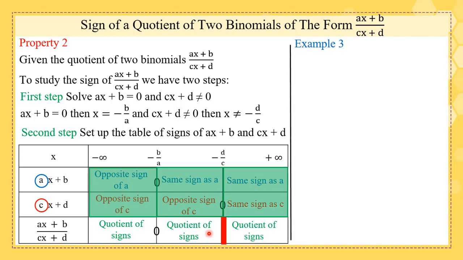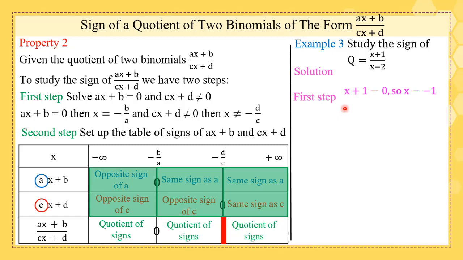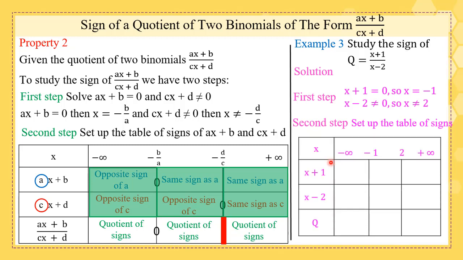Example. Study the sign of q equal x plus 1 over x minus 2. First step, find x plus 1 equal to 0, so x equal minus 1. X minus 2 different from 0, so x is different from 2. Now we set up the table of signs as follows: x, minus infinity, plus infinity, minus 1 is less than 2, x plus 1, x minus 2, and at last the quotient q.